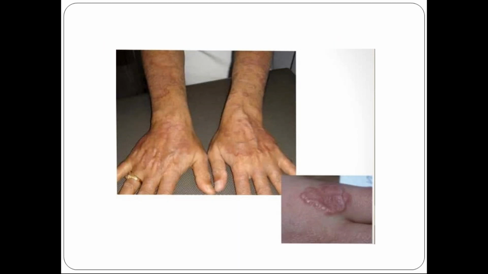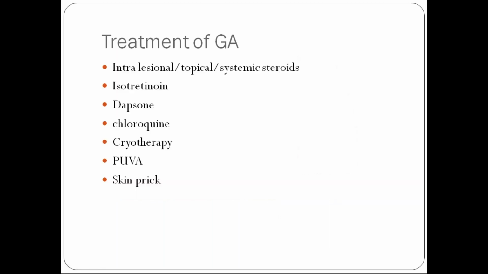See, this is a typical lesion of granuloma annulare. Here you can see the annular lesion, and look at the center. Here the center is flattened, normal. Here also the center is flattened. Compared to the periphery, the center is flat. And treatment of granuloma annulare: it is also a condition that will disappear spontaneously, but sometimes it might require treatment like intralesional steroids.